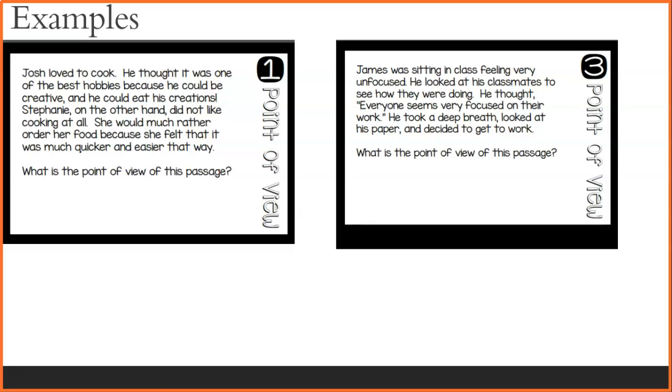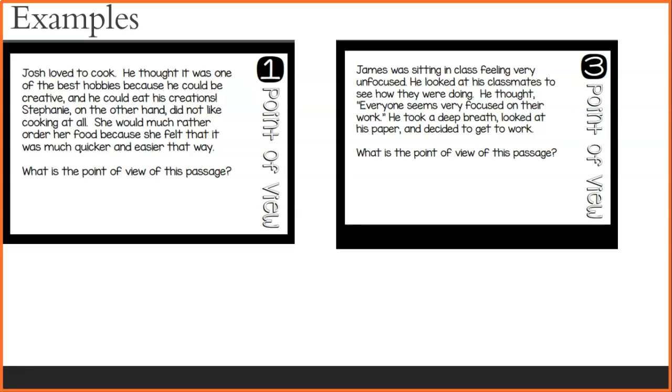The first one says, Josh loved to cook. He thought it was one of the best hobbies because he was creative and he could eat his creations. Stephanie, on the other hand, did not like cooking at all. She would much rather order her food because she felt that it was much quicker and easier that way.